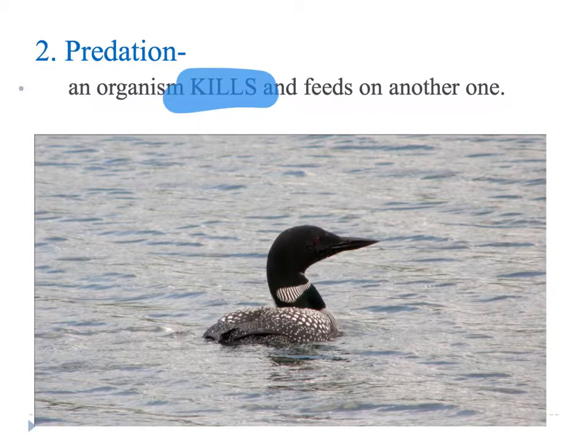There are things that are nice and lovely, like this loon here. It's a predator. It eats fish. There are things that eat insects. Those things are also predators. Some insects eat other types of insects. They're predators. Killing an organism and feeding upon it would be a type of predation.